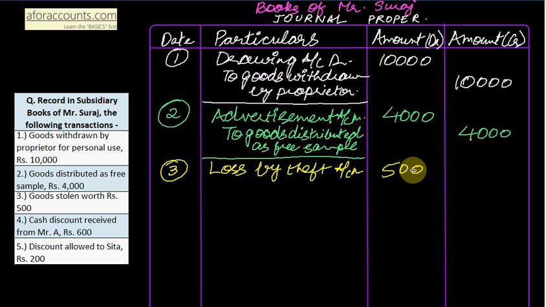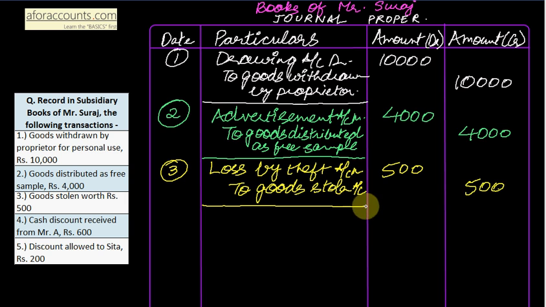500, to goods stolen account. How much? 500. See, either open a goods stolen account or subtract that from your purchases. Now next, fourth point.